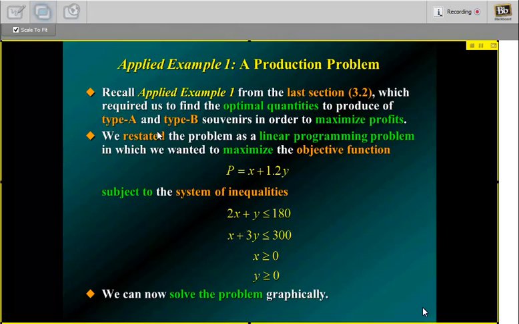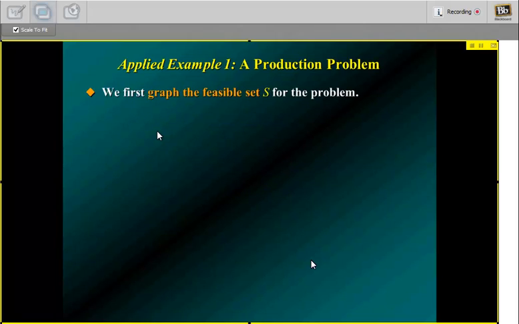So this is the problem, example number one. Maximize the objective function P equals x plus 1.2y, subject to the inequalities 2x plus y is less than or equal to 180, x plus 3y is less than or equal to 300, and x is greater than 0 and y is greater than 0. So we will solve it graphically.